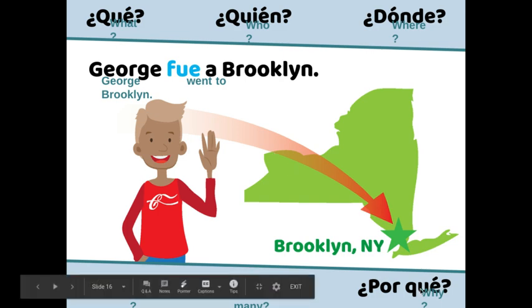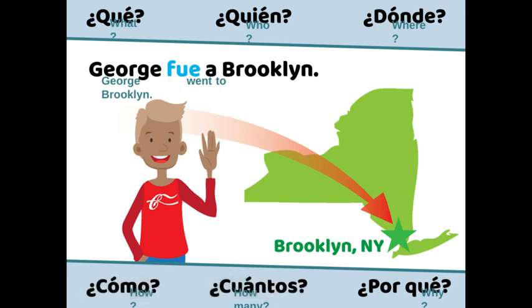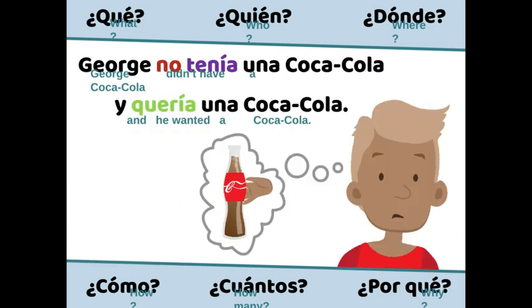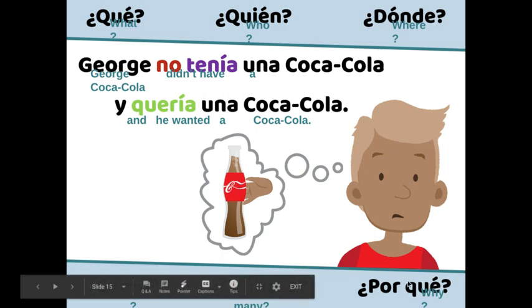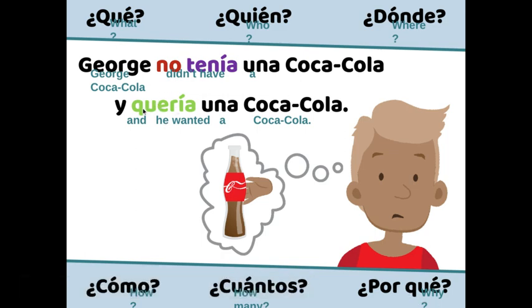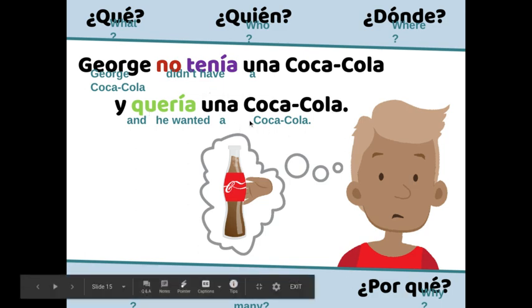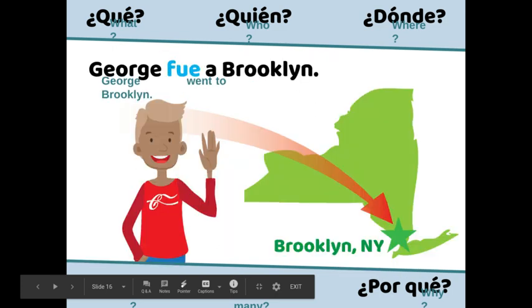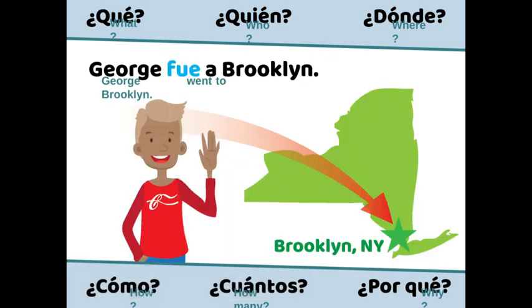¿Por qué? ¿Por qué fue George a Brooklyn? That's a long one, so I'm going to give you a second. ¿Por qué? Why did he go? Do you remember? Good, he wanted Coca-Cola, but how do you say that in Spanish? Quería. Why? ¿Por qué fue a Brooklyn? Porque quería una Coca-Cola. He went to Brooklyn because he wanted a Coca-Cola.